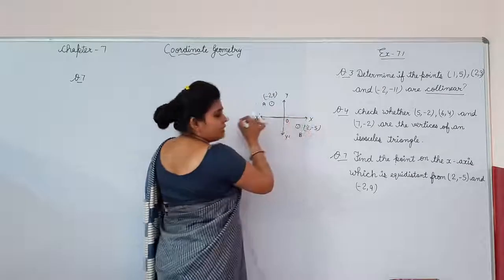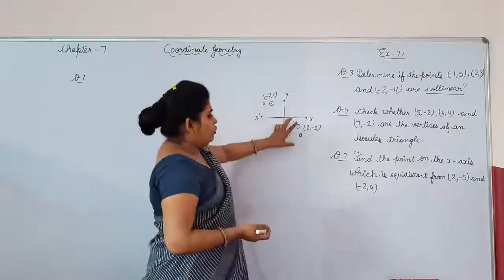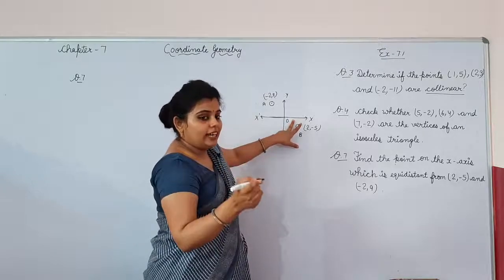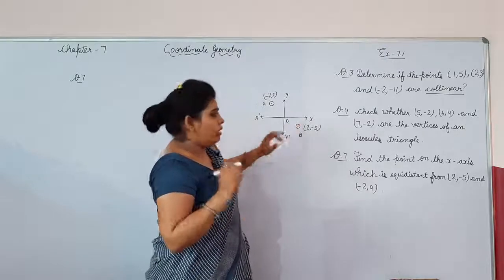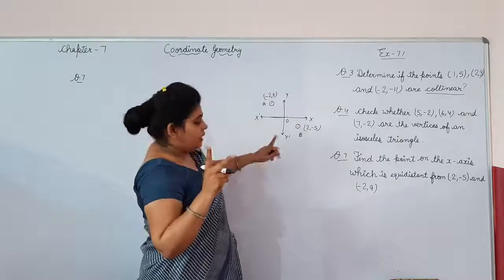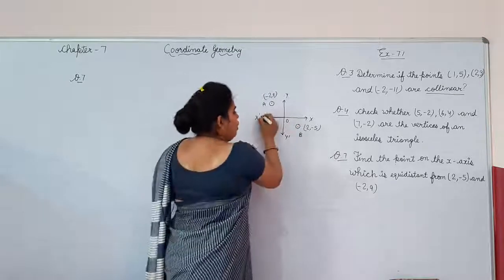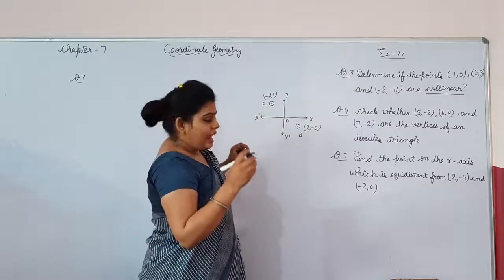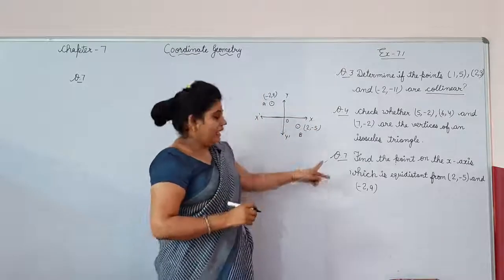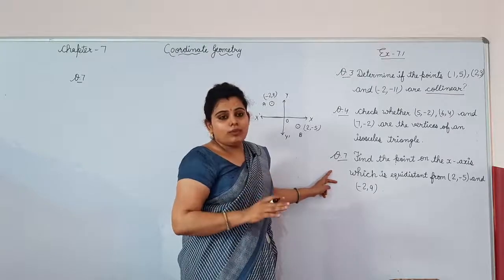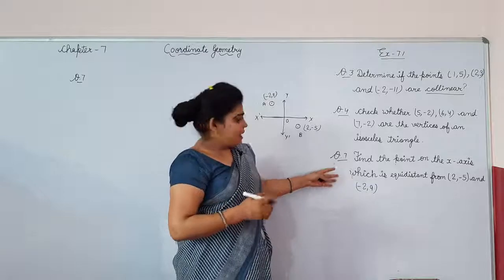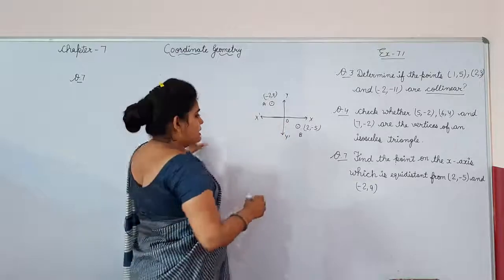We don't know where this point lies. We have to find that point which lies on the x axis, which is at equal distance. Equidistant means at equal distance. Here consider one thing: on this x axis, y is 0, and this question is very important. It has come many times in the CBSE board. You can see it was in last year's exam also.